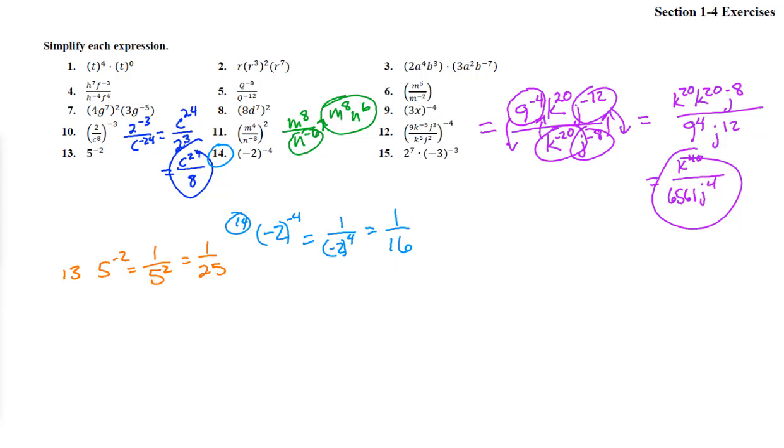And the last one is number 15. All right, 2 to the 7th times negative 3 to the negative 3rd power. So this negative exponent moves it to the bottom as negative 3 to the 3rd power. So 2 to the 7th is 128. Negative 3 to the 3rd power is negative 27. So negative 128 over negative 27. Good.